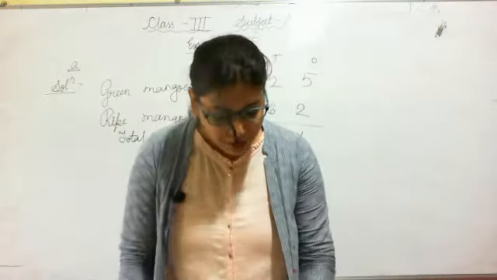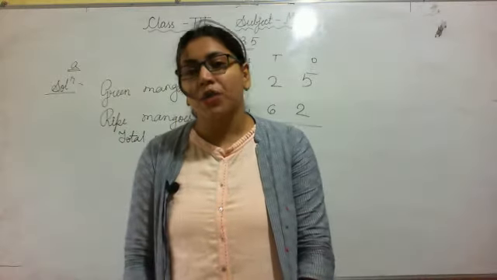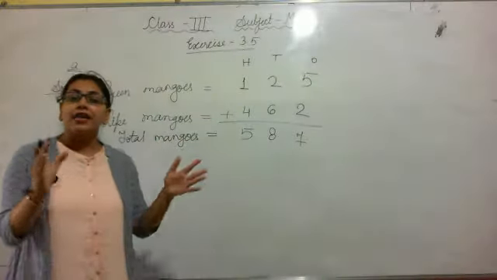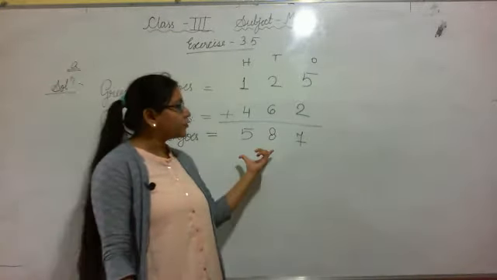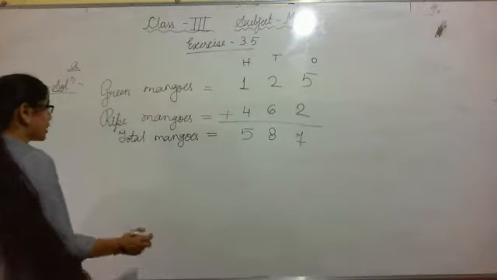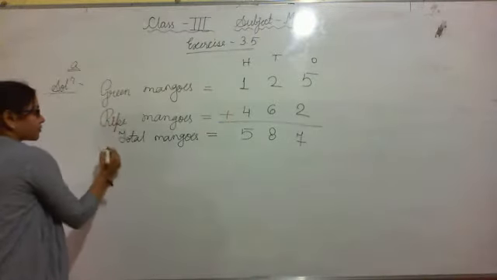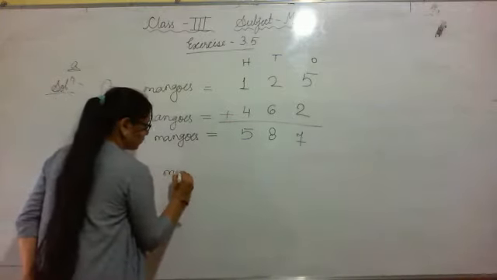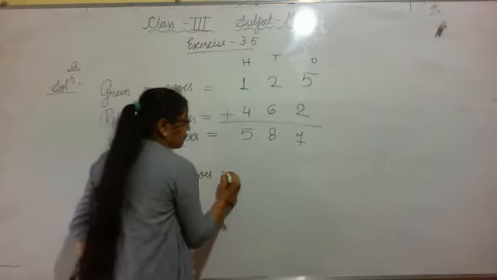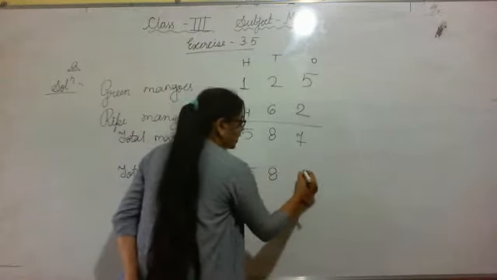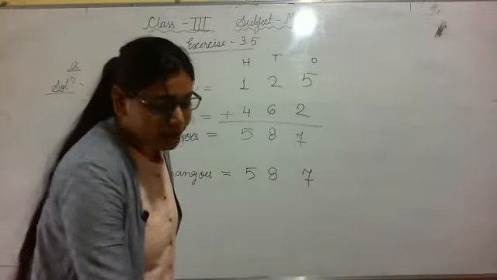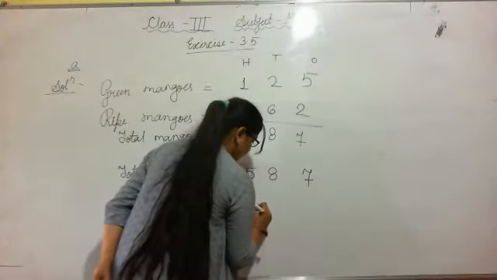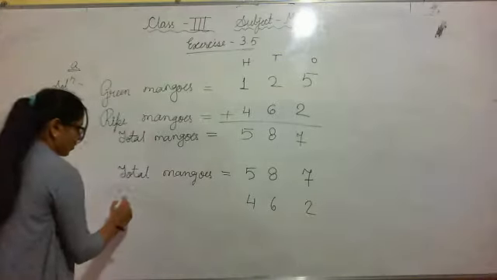Now, if 462 mangoes are sold, then how many mangoes were left? For finding the number of mangoes left, we will subtract the number of sold mangoes from the total mangoes. Okay, so now again we will write the total mangoes first. How many total mangoes? 587. Now, how many mangoes are sold? 462. Now we will write the sold mangoes.